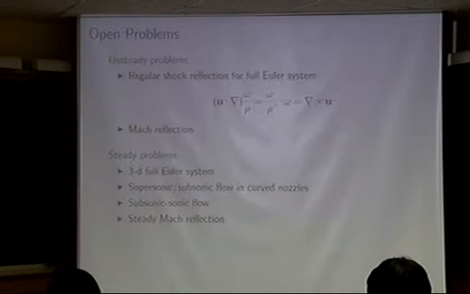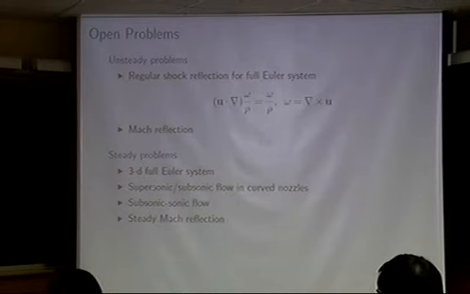Okay, so where do we want to go with this? Well, for the steady problem, the three-dimensional full Euler equations are completely open. We don't know what to do in a general domain. Also, I mentioned the subsonic-sonic flow. In this convergent part, we still want to find solutions. And then for the unsteady case, I showed you the regular reflection for the potential flow. The full Euler equations are still very difficult, and here's why.